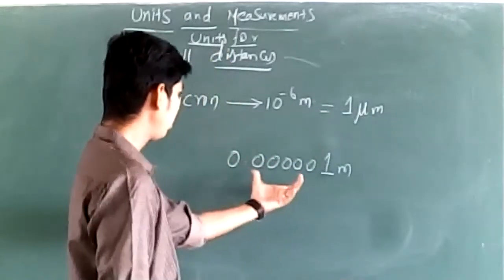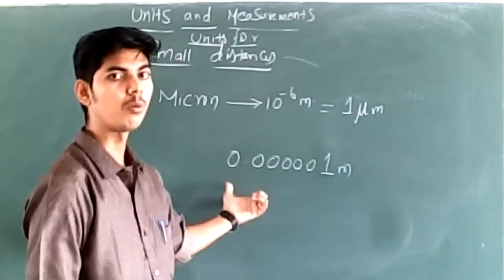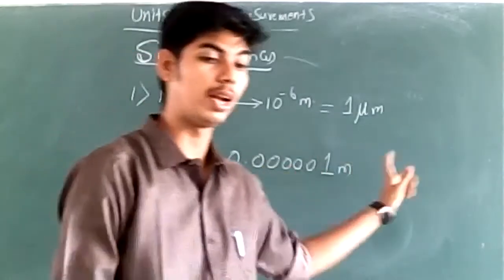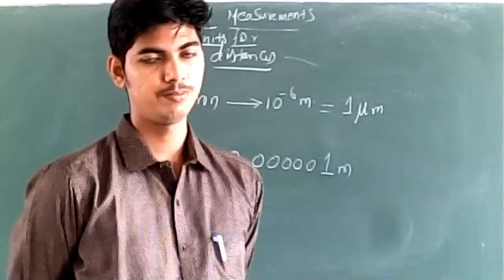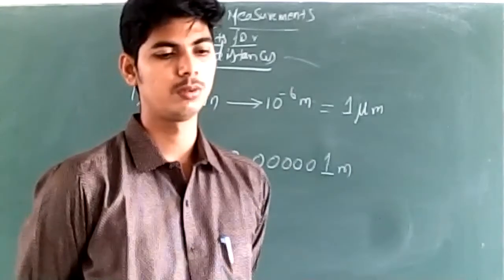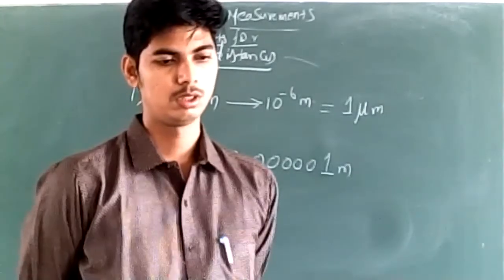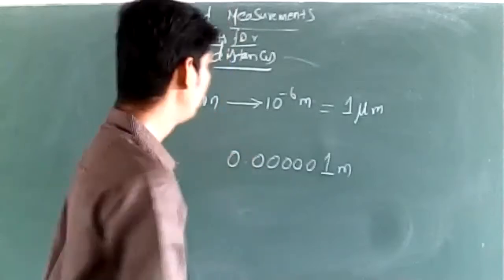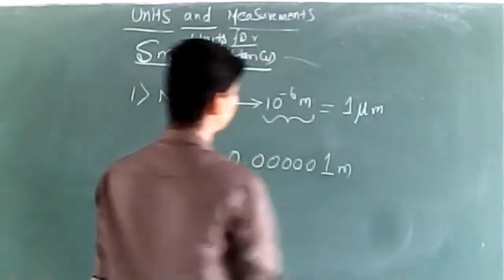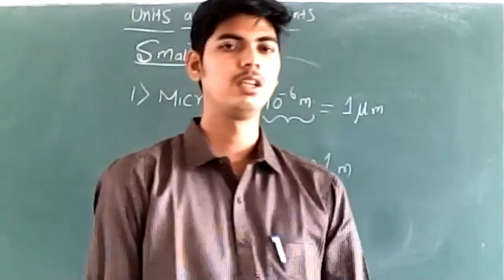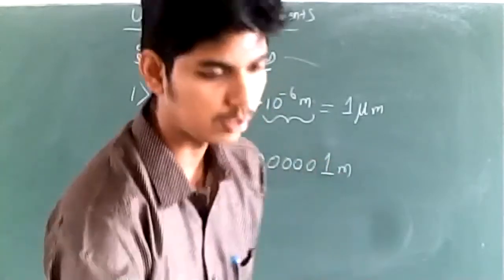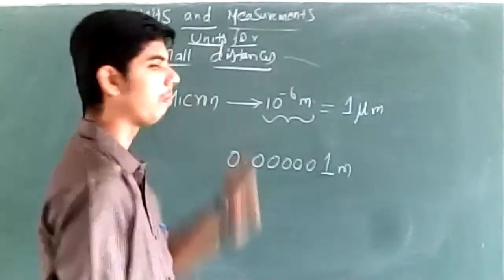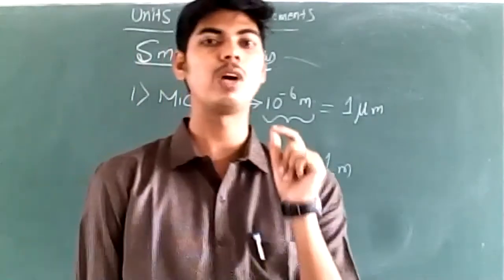This is a very large value, isn't it? Is 0.000001 meter a very large value, correct? Or is it a very small value? It's a very small value. So among small distances, 10 power minus 6 meter is a very small distance. Such distances are measured in micron. So micron is one unit used for measuring small distances.